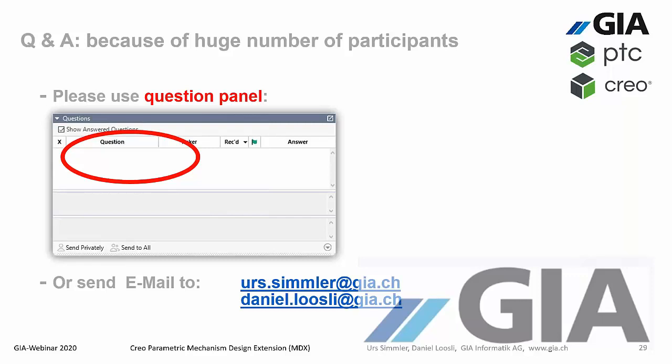And if you're maybe working with a license feature called Mechanica Foundation, then you also do not have this mechanism design extension. But with a normal Creo Parametric license, which isn't older than 12 years, you should have access to the mechanism design extension. If you have any problem, please send me a mail or call me directly.